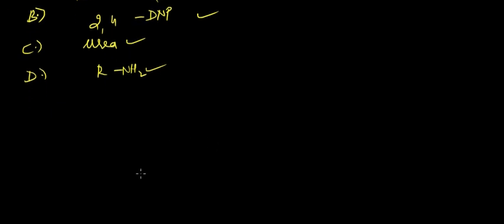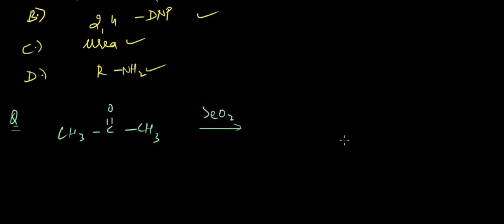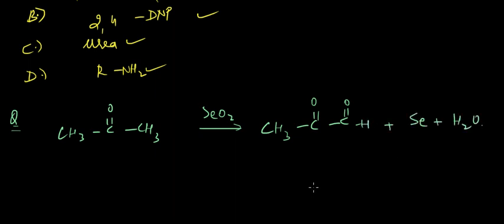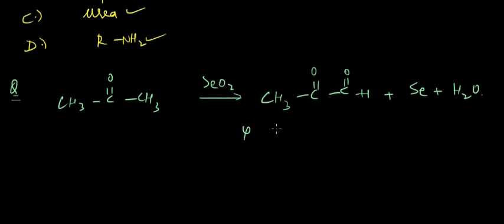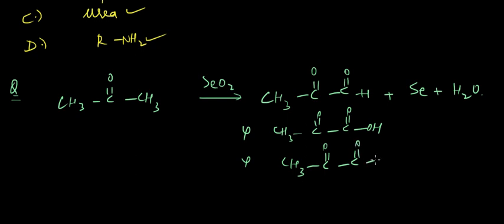Now let us discuss some more questions on the same. Suppose we have something like CH3CO, and we are passing it in the presence of SeO2, then what will we be getting formed? We'll be having something like C double bond O H plus selenium plus H2O. We won't be getting an acid, and also we won't be getting an alcohol. We will be getting an aldehyde and only an aldehyde.